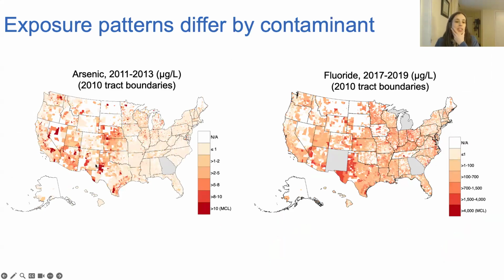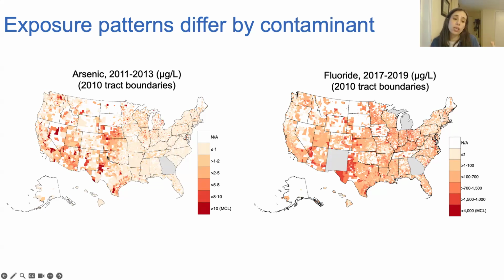And I'll note that these exposure patterns across the US broadly are very different by contaminant and by time period. So here I'm just showing you arsenic and fluoride, which are actually relatively similar as water contaminants go, because they're both inorganic, they're both geogenic. Fluoride, of course, is also added intentionally to water systems to prevent dental caries, but on the whole, even these two geogenic contaminants, right? There are spatial differences here as well in terms of those patterns.